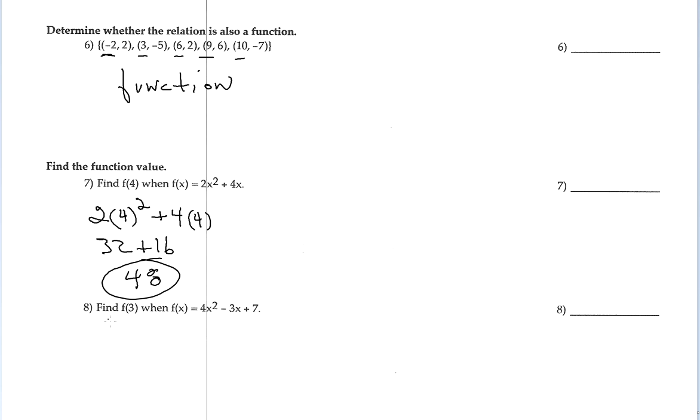F of 3, 4 times 3 to the second power minus 3 times 3 plus 7. This here is 9 times 4 is 36, minus 9 plus 7. Okay, so what have we got? I'll do this one. This is -2, right? -9 plus 7 is -2, and 36 minus 2 is 34.